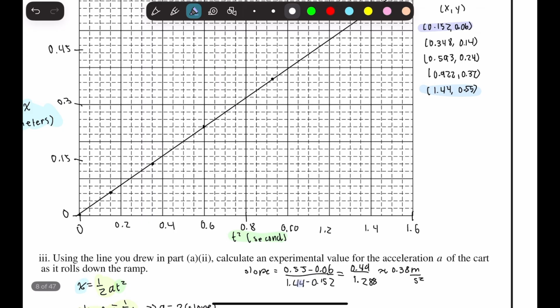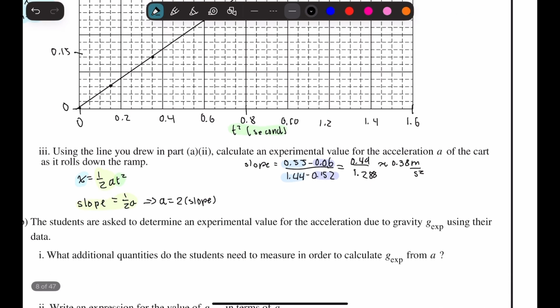We have 0.152, and then we have this. So now we have to calculate the acceleration. So acceleration is equal to 2 times 0.38, and that's equal to 0.76 meters per second squared. That's from taking this 0.38. This was the slope.